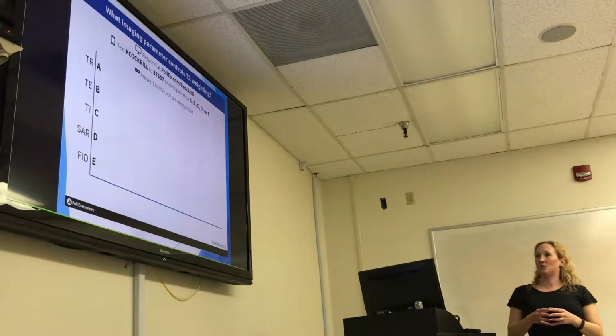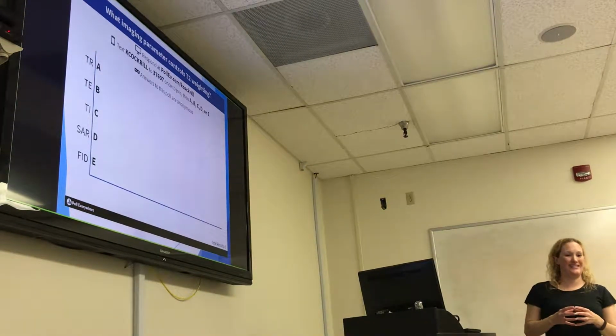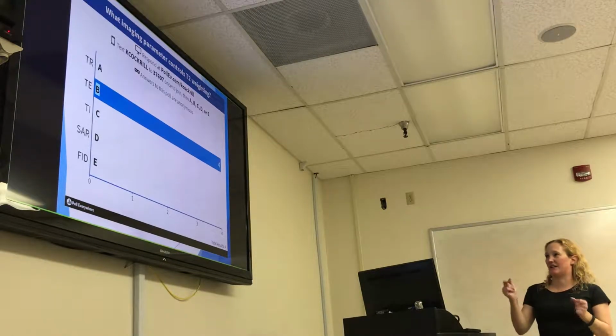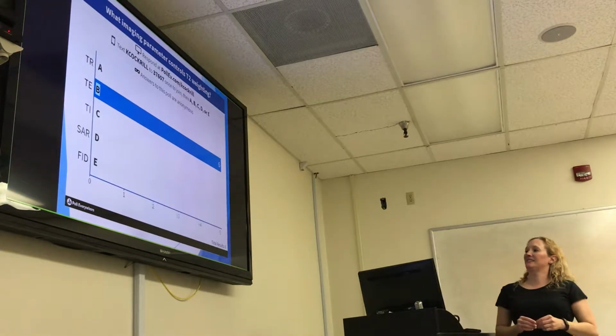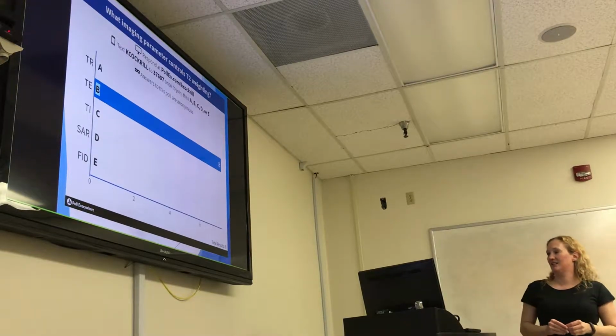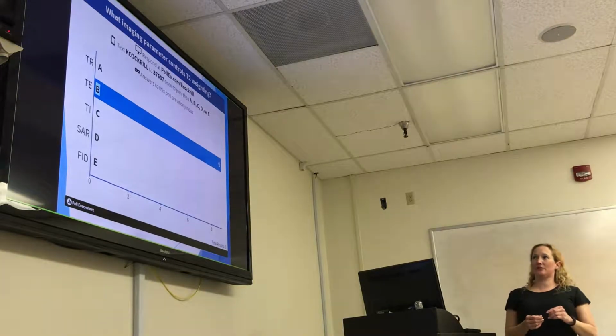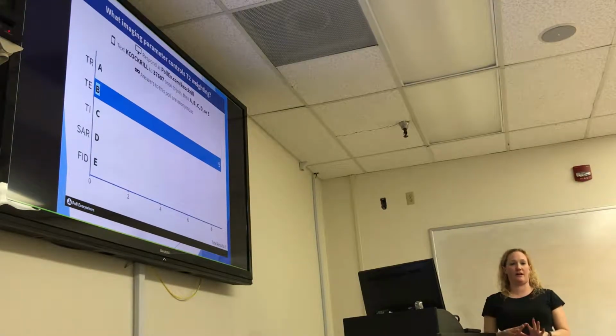All right, and what imaging parameter controls our T2 weighting? Right off the bat, I love it. Great job, guys. Yes, excellent. So yes, the parameter that controls our T2 weighting is our echo time, or how long we wait before we take our picture.